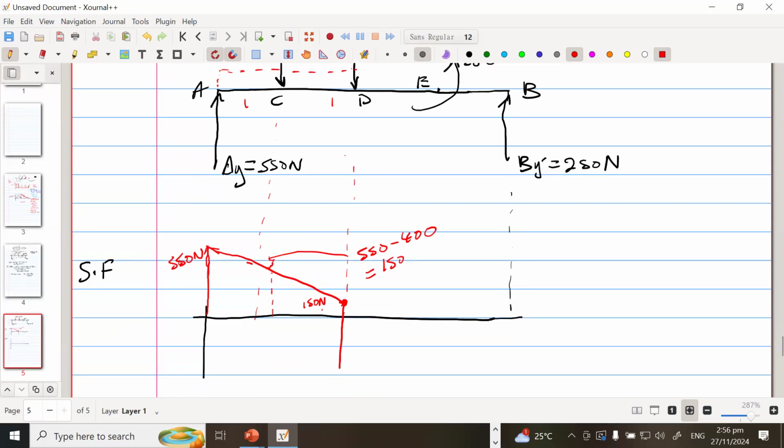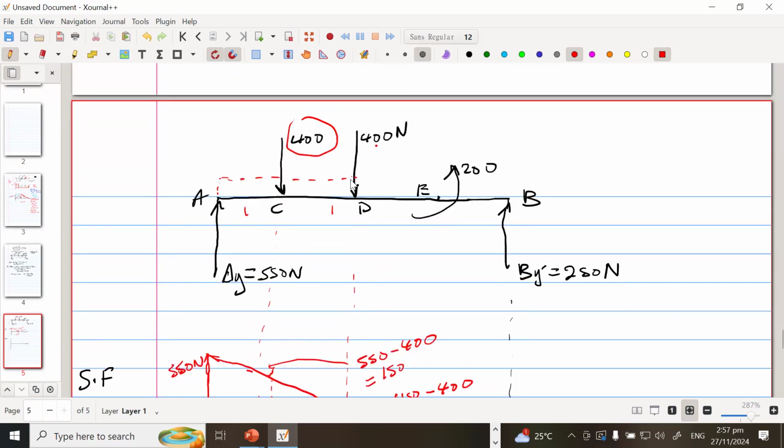So if this is positive, this distance is 400. You have positive 150, and then you have a negative 400. So that's going to give me what? 250. So where it reaches is negative 250. Do you agree with that?